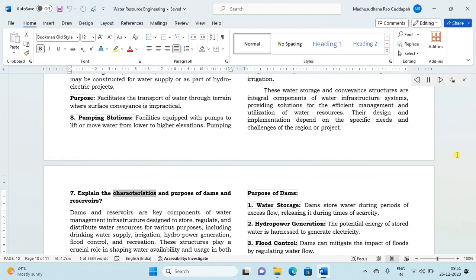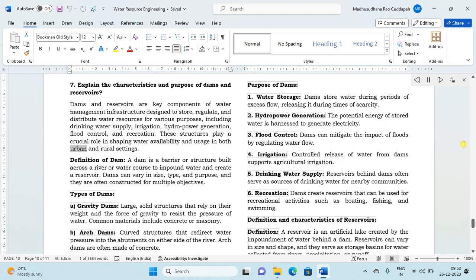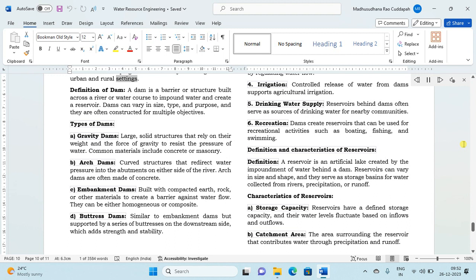7. Explain the characteristics and purpose of dams and reservoirs. Dams and reservoirs are key components of water management infrastructure designed to store, regulate, and distribute water resources for various purposes, including drinking water supply, irrigation, hydropower generation, flood control, and recreation. These structures play a crucial role in shaping water availability and usage in both urban and rural settings.